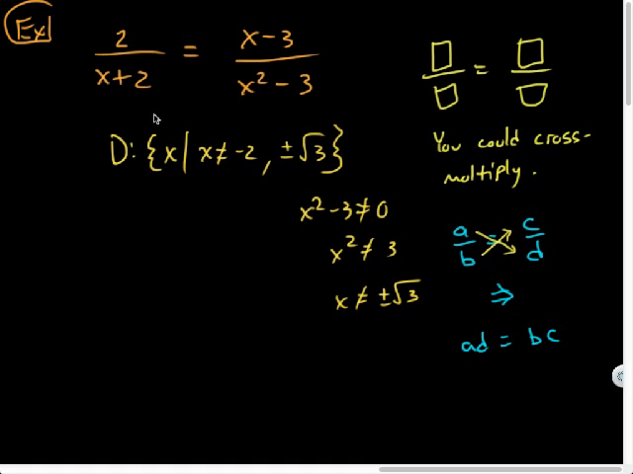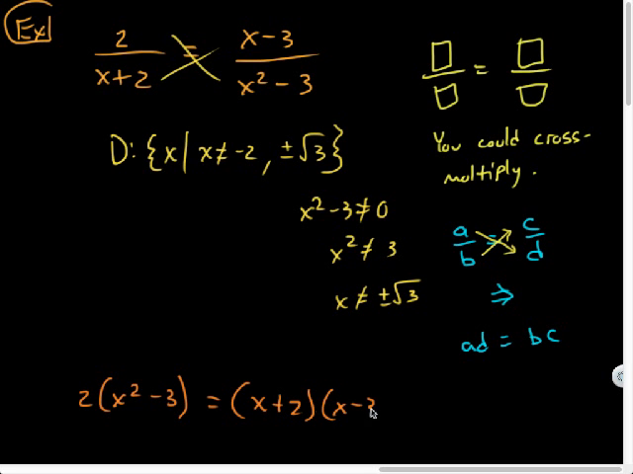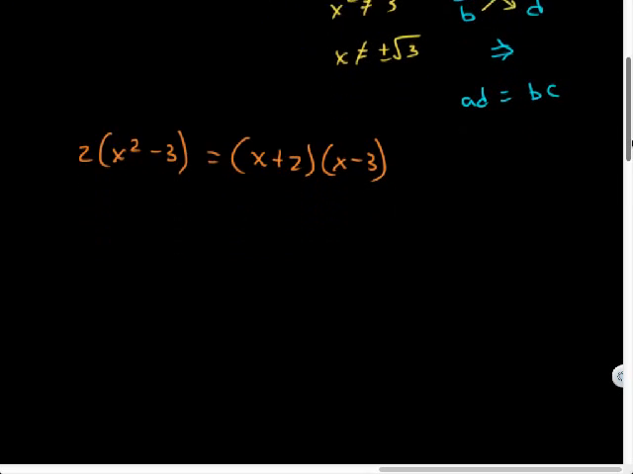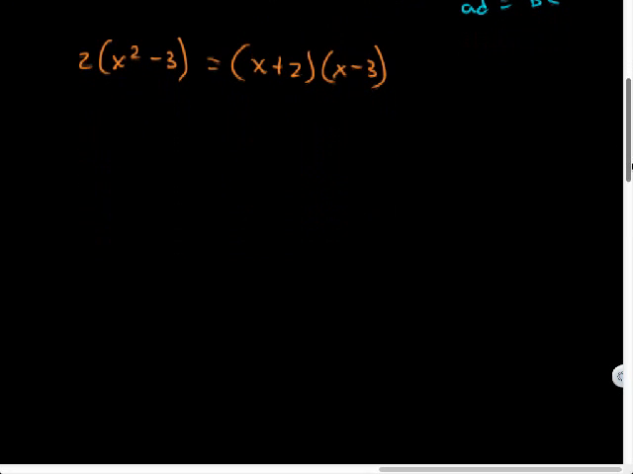So let's try cross multiplying. All right. So 2 times x squared minus 3 equals, and I'm not even going to multiply it out yet, x plus 2 times x minus 3. So this is cross multiplication. Is that like the whole thing? No, well, now I get to solve it. Well, was that like the whole cross multiplying? Yeah, that was all I had to do for cross multiplication, yeah.